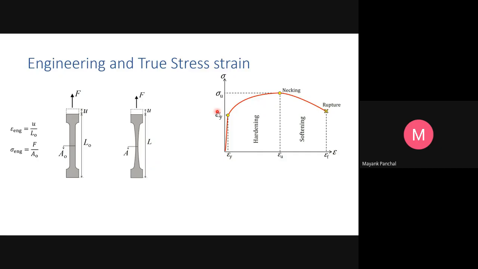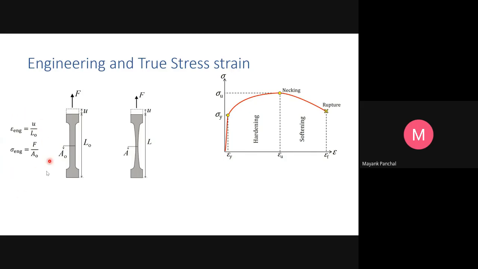So in this, we have a concept of engineering stress and true stress. Engineering stress is very simple, which we have been using. That is force per unit area. We apply a force F, the initial cross-sectional area is A naught, so force per unit area is engineering stress. Engineering strain is the change in length by initial length.